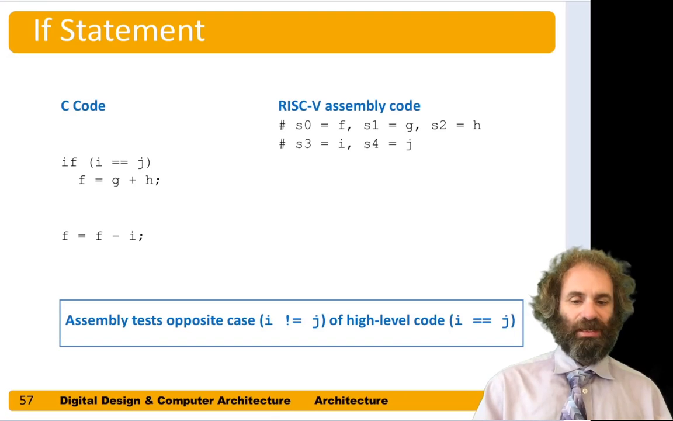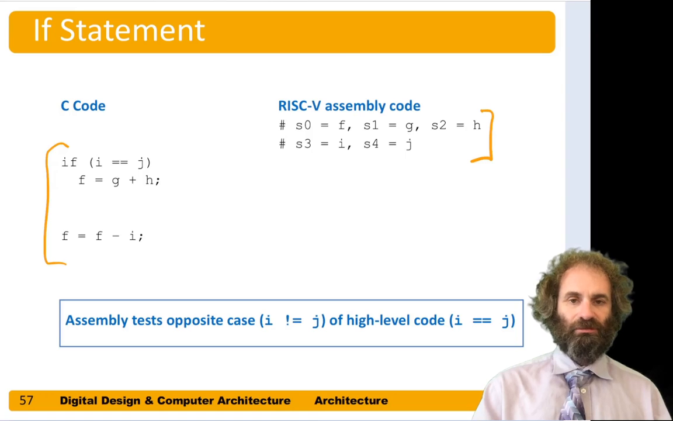So suppose we had an if statement in C. If i equals j, then f equals g plus h. And in any case, f equals f minus i. And let's say our variables were stored in registers like this. S0 has f, S1 has g, S2 has h, S3 has i, and S4 has j. And the first thing we would need to do is compare if i equals j.